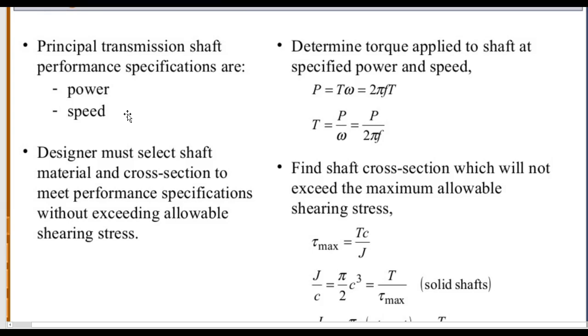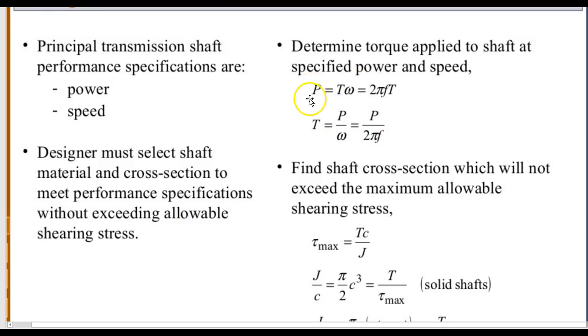So when we design, we always select a shaft both in terms of the material that we use and the cross section, or the size, or the shape, which of course for us we're just going to use hollow cylindrical shafts or solid cylindrical shafts. But basically you have to choose the shape and the size and the material that will support not only the torque but the shearing stress.